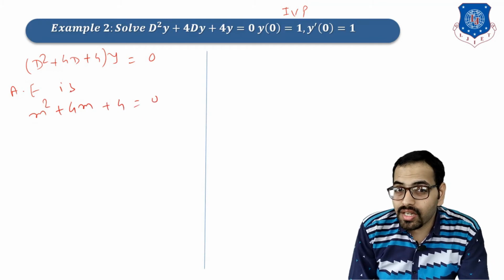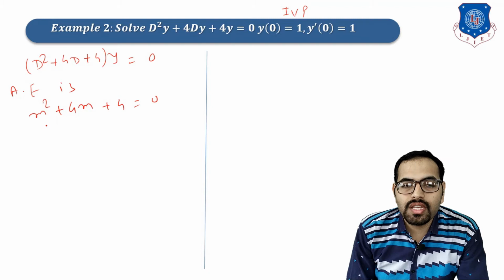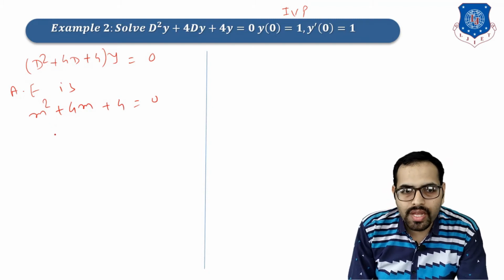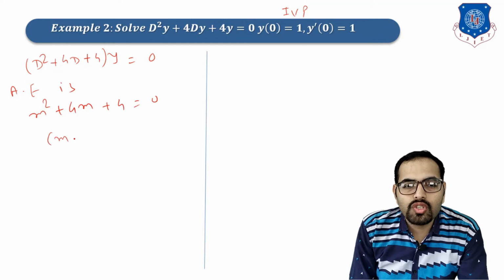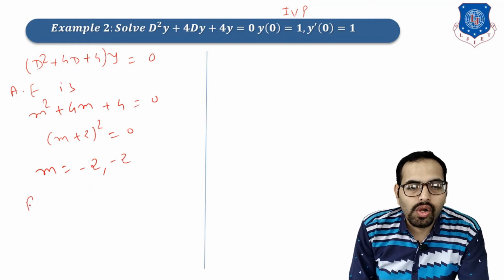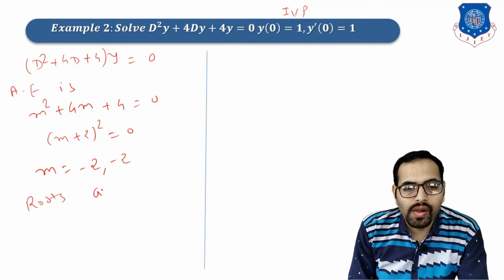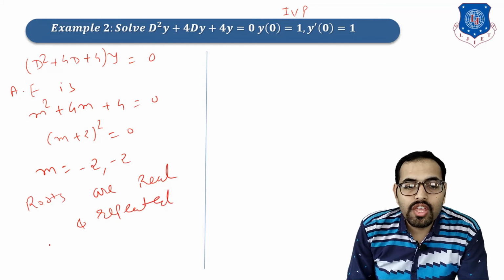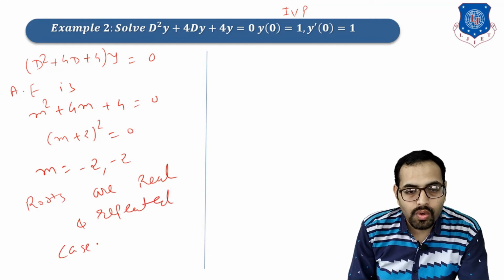Now factorize that term. This auxiliary equation is in the form of a² + 2ab + b², so it becomes (m + 2)² = 0. Then whenever we factorize this term, it gives m = -2, -2. It means here the roots are real and repeated, so we use case 2.